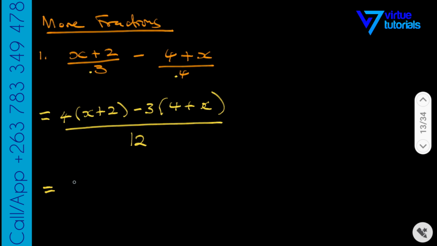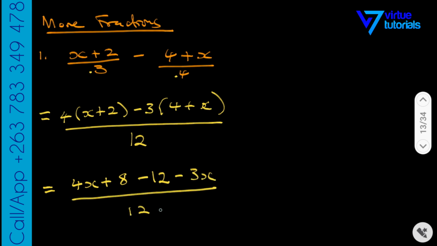So 4 times x, that's 4x, plus 4 times 2, that's 8. Then we have a minus 3 times 4, that's a minus 12. We have a minus 3 times a plus x. Minus and a positive give you a negative, so 3 times x will give you a 3x there. And this is all over 12.